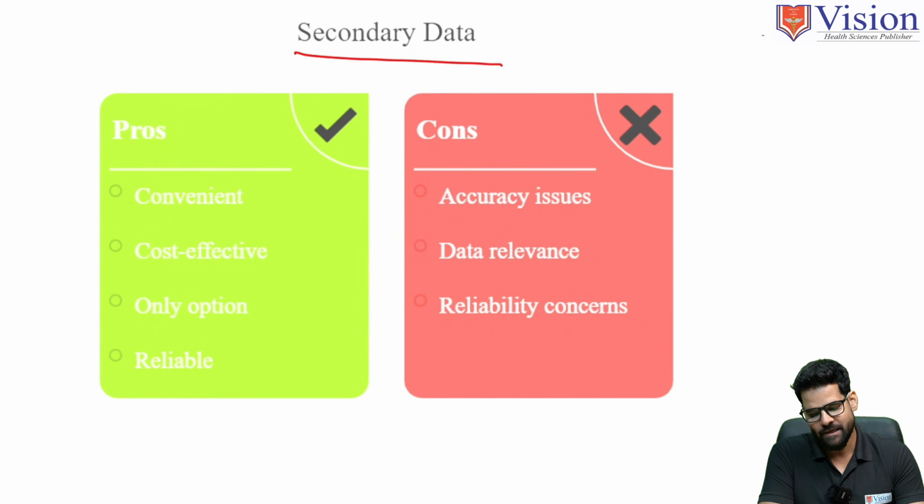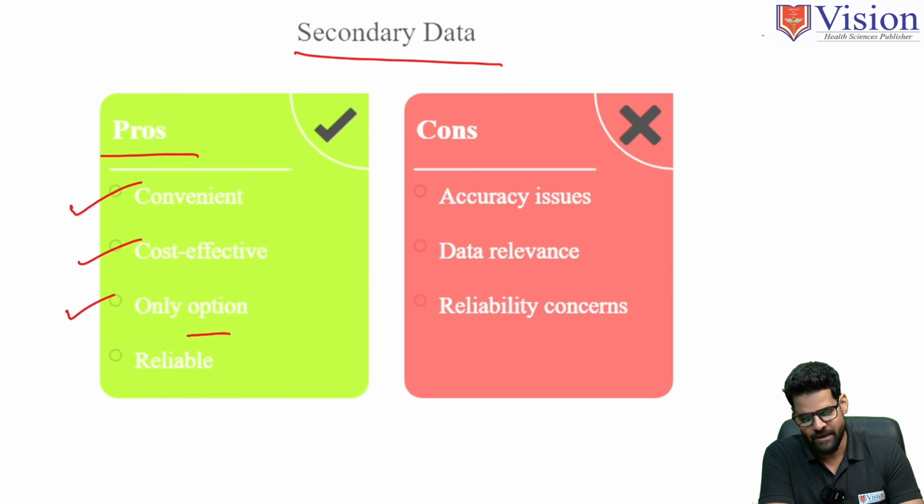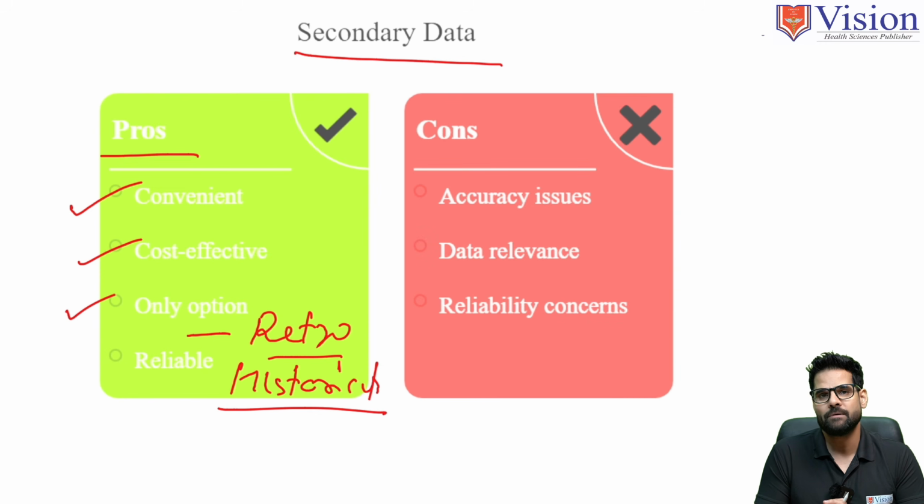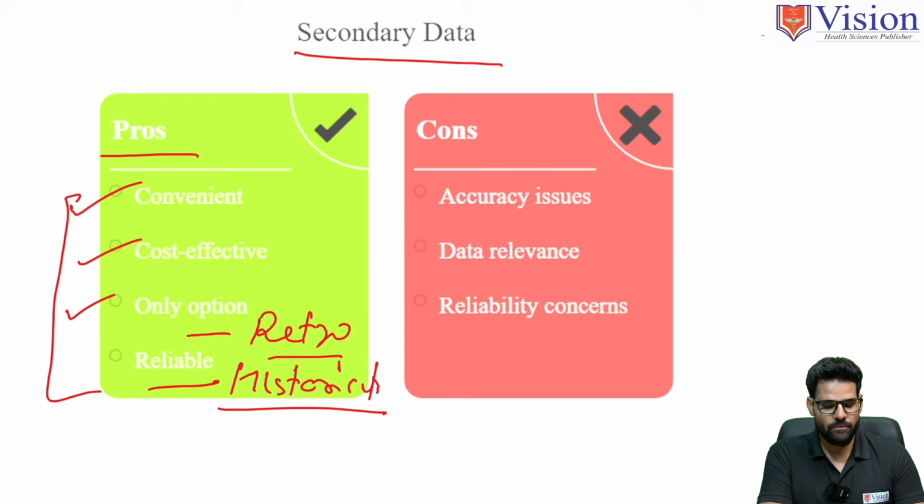Now with secondary data, what are the advantages? They are convenient. Of course, it is already prepared, a ready-made format is available to you. That's why it is cost effective, and sometimes that is the only option. Because especially if you are doing retrospective studies, or you are doing historical research. Okay, suppose I want to collect the data on trends of nursing research in the 50s. So I rely on the documents and data, or records, available from that time. Okay, and sometimes it's reliable, because you don't have any interest in that, you can avoid the conflict of interest.